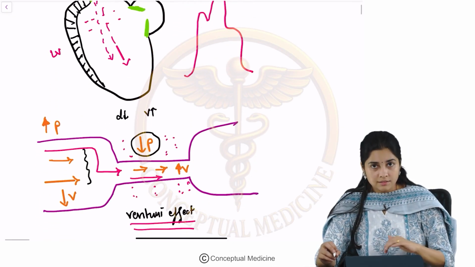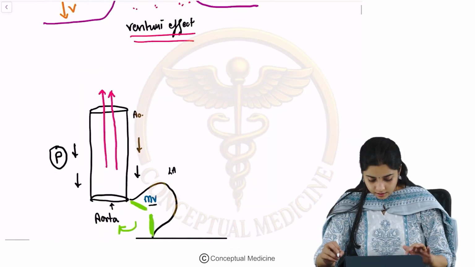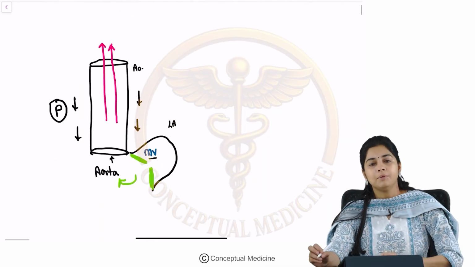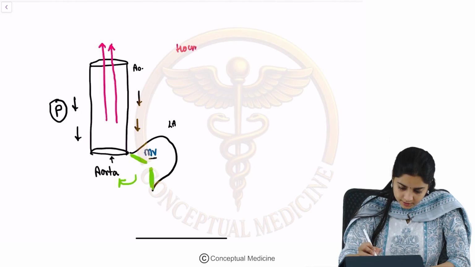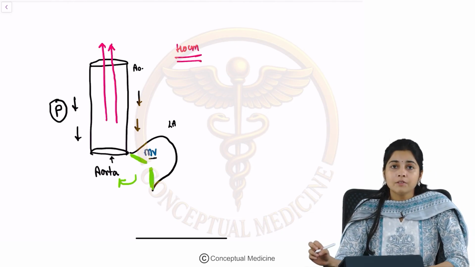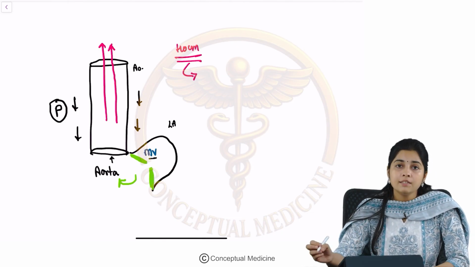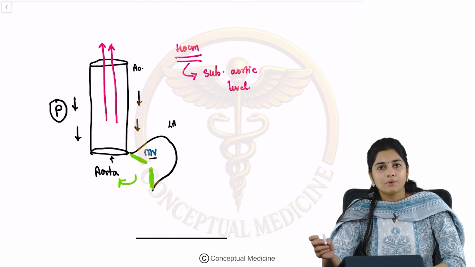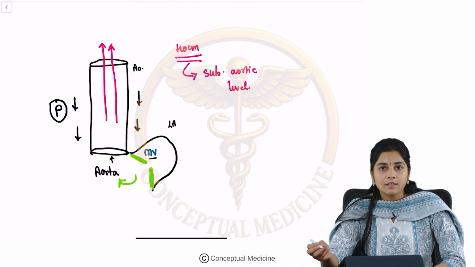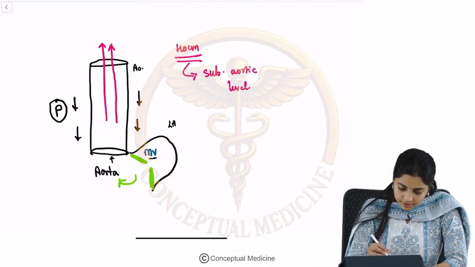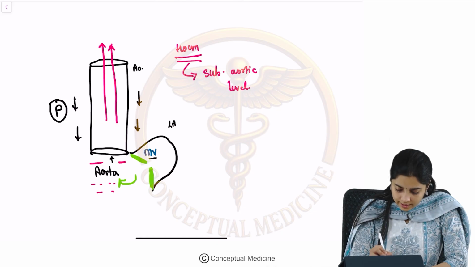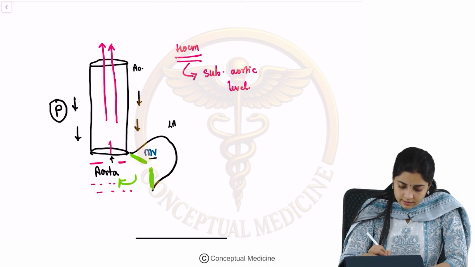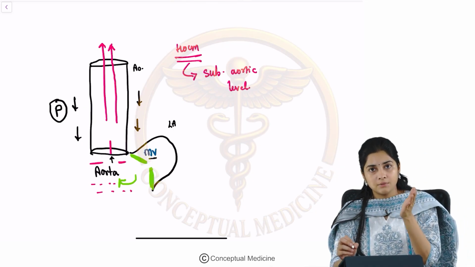Okay, now let us apply this Venturi effect to another condition, which is hypertrophic obstructive cardiomyopathy. In hypertrophic obstructive cardiomyopathy, where is the obstruction? The obstruction is at the subaortic level. So in this subaortic level, what happens? We apply the same principle. Because there is an obstruction here, the velocity of the blood flow increases as it encounters the narrowing.